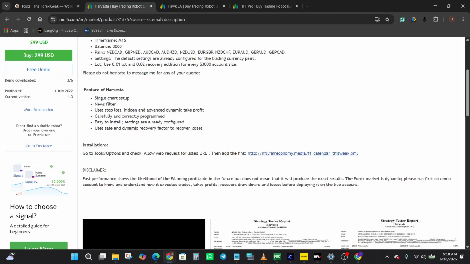Another important detail here is the lot sizing guidance. The developer recommends starting with 0.01 lot and increasing recovery additions every $3,000 in account size. This gives a sense of how position sizing is intended to scale within the system.